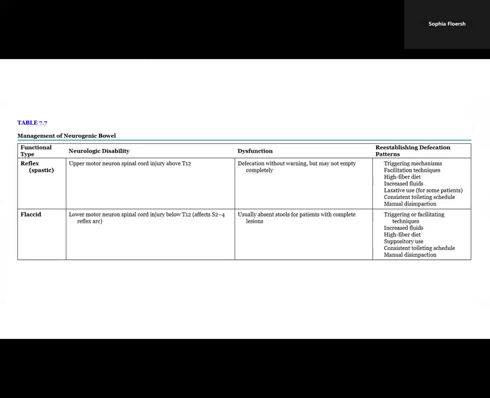And this is just a chart from your book with the reflex spastic neurodisability versus the flaccid. So lower motor neuron spinal injuries below T12, usually absent stools for patients with complete lesions. Defecation without warning, may not empty completely for reflex.